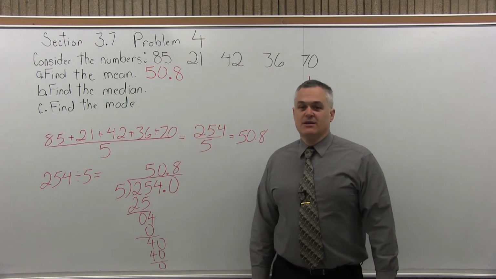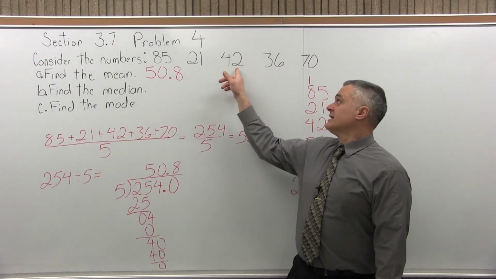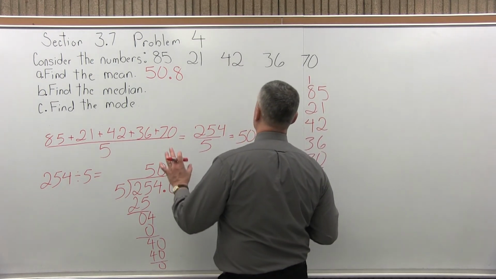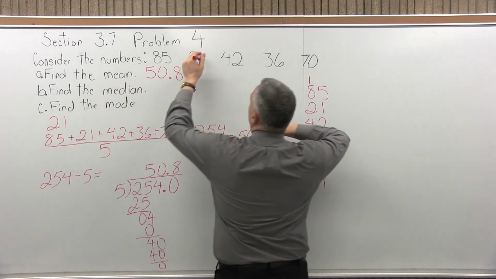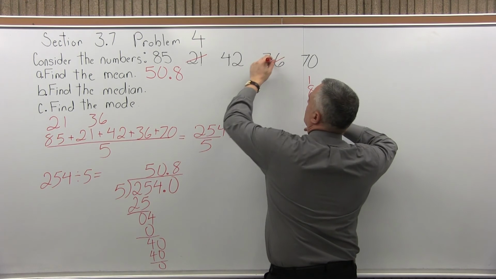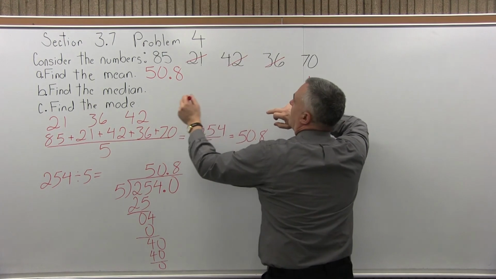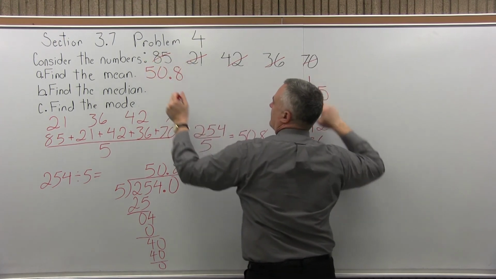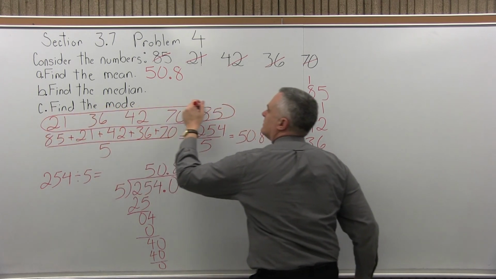Now, for the median, what you have to do is find the middle of the list. Now, you have to put it in order. Coincidentally here, the middle is 42, and if we put it in order, we're going to get 42 again. So this time we would have gotten lucky if we didn't put it in order. But in order, the smallest number is 21. The next number is 36. The next biggest number is 42. After that, we have 70. And finally, 85.